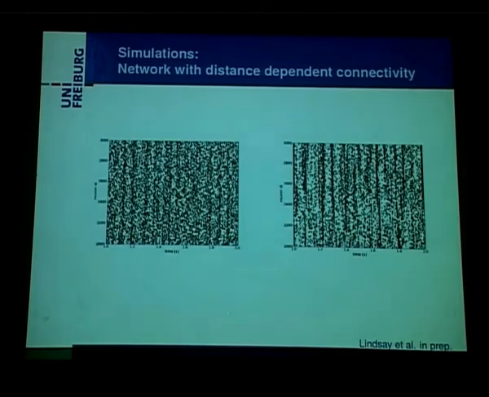And these are two samples of activity. This is a random network, and this is a clustered network. Both have the same firing rate, but in one you get this kind of stripy behavior. Each row is a neuron, and each dot is a spike, and that's a raster.